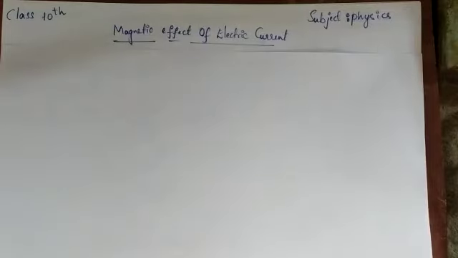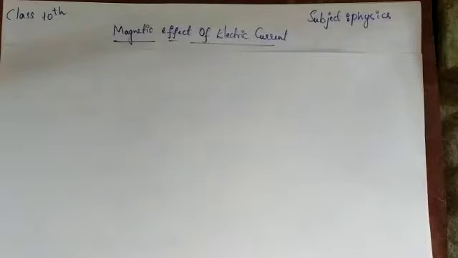Today we will discuss the main concept, that is the relation between the magnetic effect and the electric current. The chapter itself says that there is a magnetic effect of electric current. That means the magnet and the electric current are both related. Now, one experiment was done by Oersted.